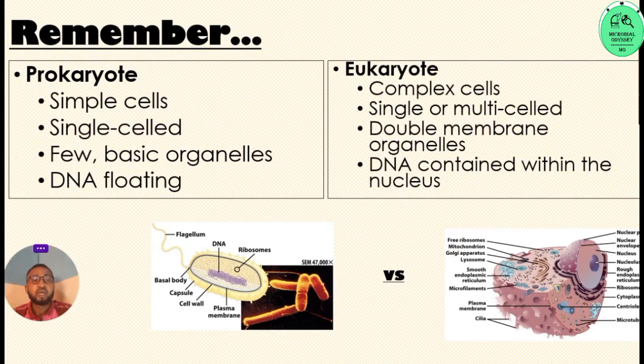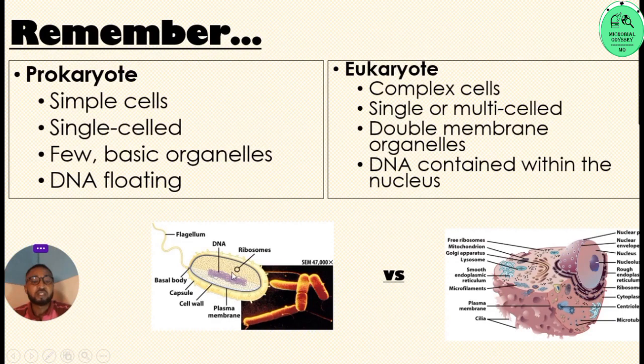Now before we go deeper, let's do a little recall. Remember that we said that prokaryotic cells are simple cells, while eukaryotic cells are complex cells. Prokaryotes are mainly single-celled organisms, while eukaryotes can be single-celled or multicellular. Prokaryotic cells have few basic organelles, while eukaryotic cells have more organelles that are double membrane bound.